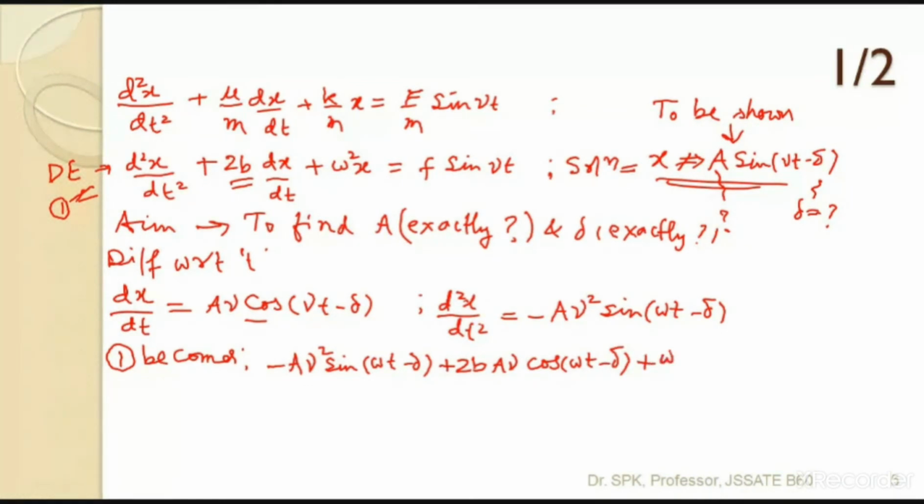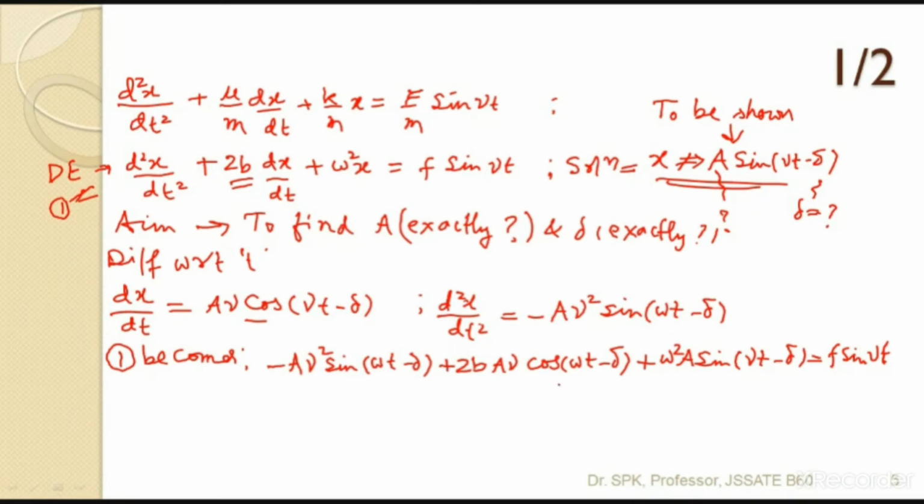Look at the expression 1, omega square. What is x? X is a sine of mu t minus delta. Our RHS is f sine mu t. RHS is equal to f sine mu t. So now this is the expression.